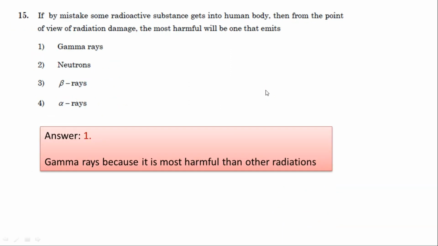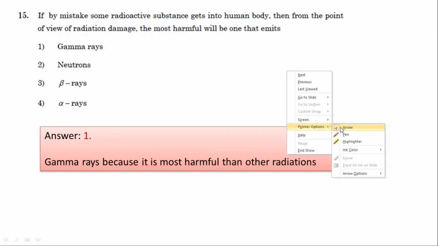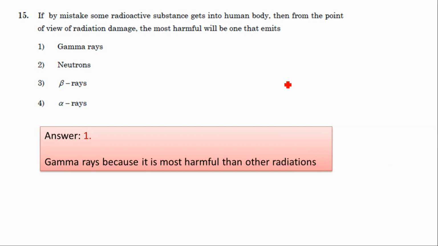If by mistake some radioactive substance gets into the human body, then from the point of view of radiation damage, the most harmful will be one that emits gamma rays. Gamma rays are very harmful because they are more harmful than other radiation. Okay, so the first option is correct.